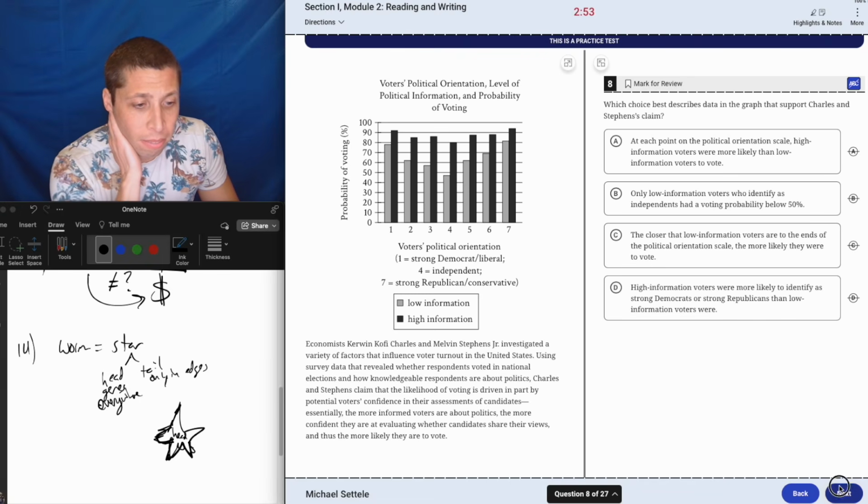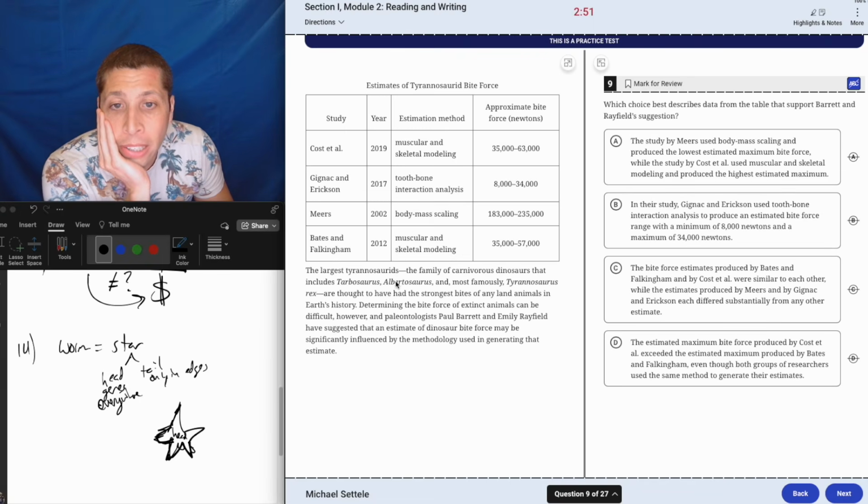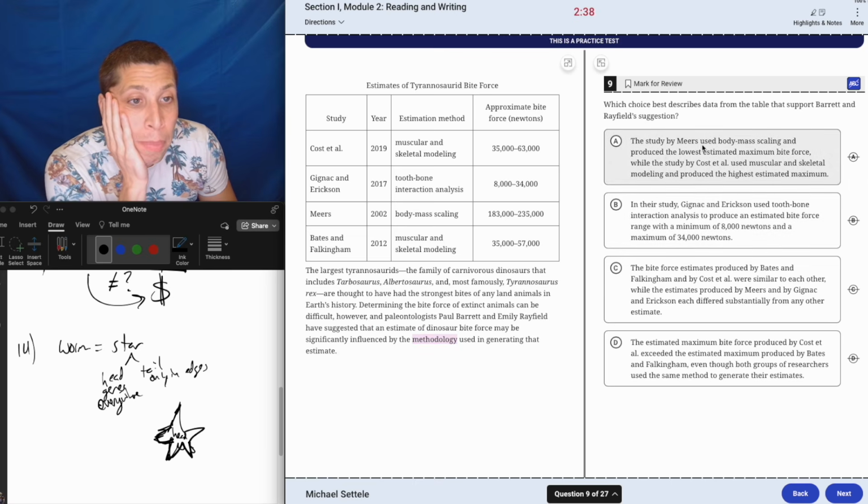Oh God. Charts are usually better. Dinosaurs are thought to have the strongest bites of any land animal. Determining the bite force of extinct animals can be difficult, however, suggests an estimate of dinosaur bite force may be significantly influenced by the methodology. Okay. A study by Mears and used body mass scaling and the lowest estimated maximum bite force. So study by Mears has the lowest? No. No. In their study, Gignac and Erickson used tooth bone to produce an estimated bite force of 8,000.